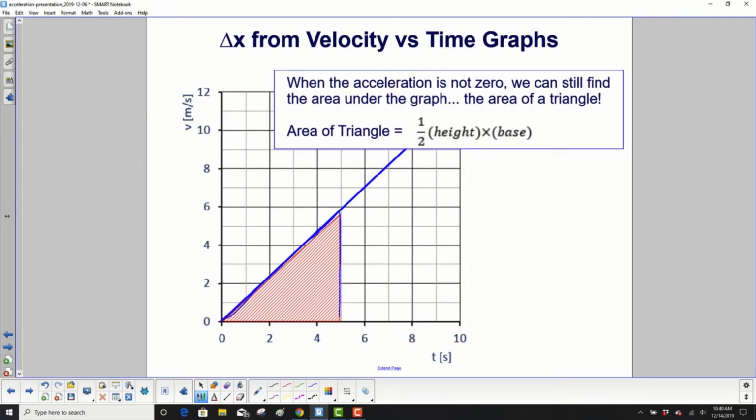Let's say we're going out to 5 seconds. Here's our area. And what's that? Well, that's a triangle. And the area of a triangle is half height times base, and that will give us the displacement for this case where we have a non-zero constant acceleration.